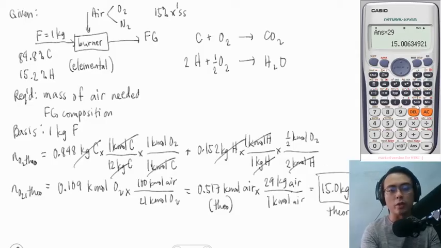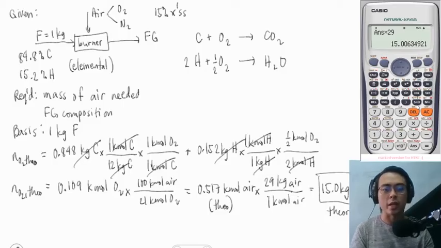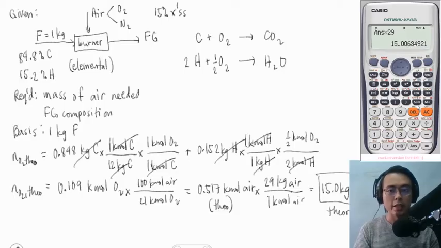How do we interpret this? We interpret this as we need 15 kilograms of air, theoretically, to completely combust 1 kilogram of our fuel. And that's not factoring in our percent excess. Because if you're asked for the theoretical mass of air needed, then you go with the theoretical number of moles of air that's needed. Okay? So this is one of the answers: 15 kilograms of air, theoretical.